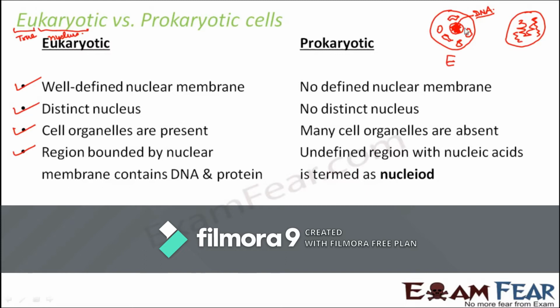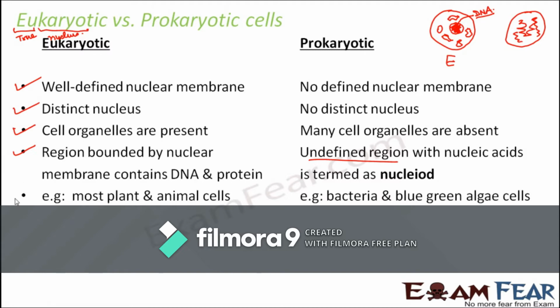So DNA is present inside the nucleus, and that is why we say that the nucleus plays a very important role during cell division. Whereas in case of prokaryotes, there is no specific region which contains DNA or protein. It is an undefined region with nucleic acid. So these types of nucleic acids like DNA are just scattered anywhere inside the cell.